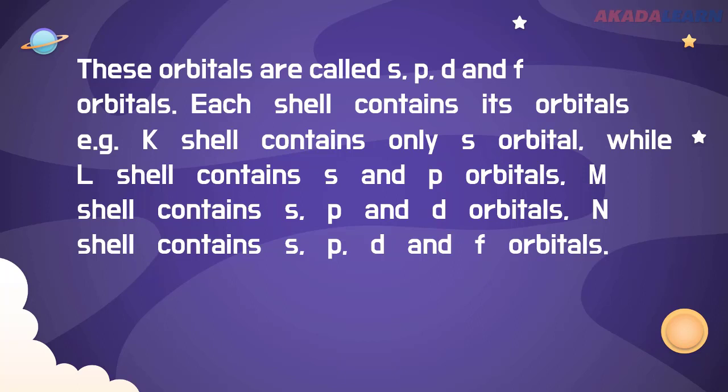orbitals. Each shell contains its orbitals, e.g., the K shell contains only S orbital, while the L shell contains the S and P orbitals. The M shell contains S, P, and D orbitals, while the N shell contains S, P, D, and F orbitals.